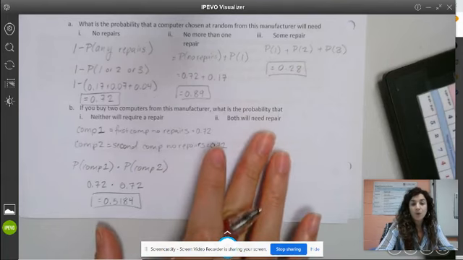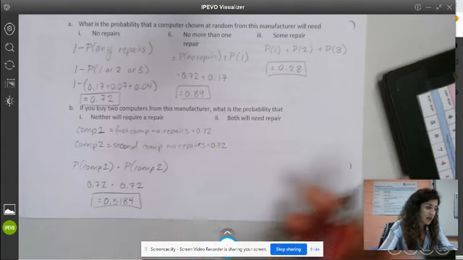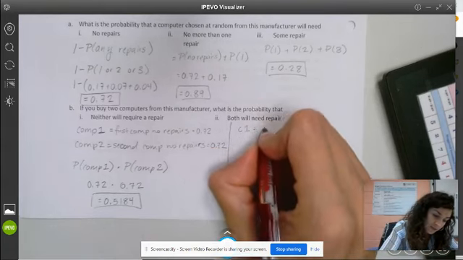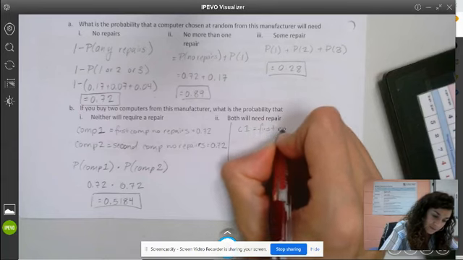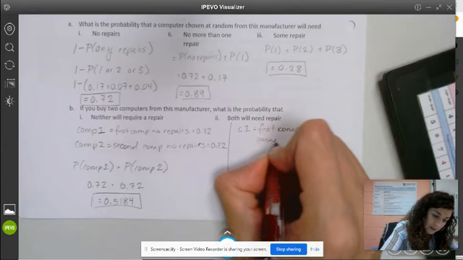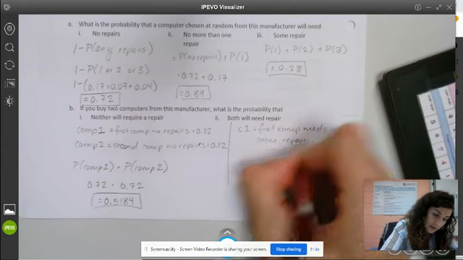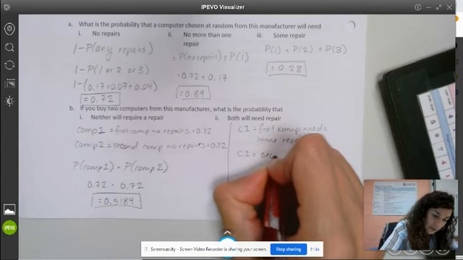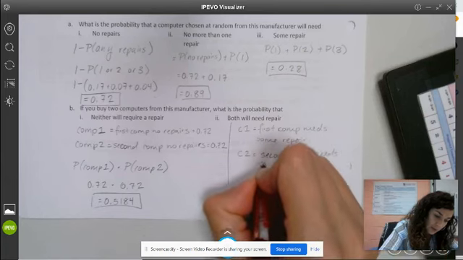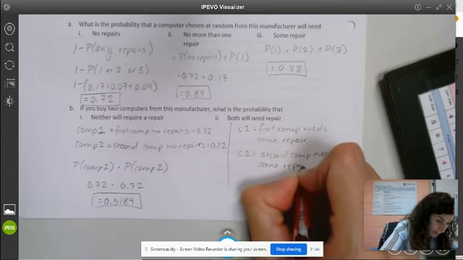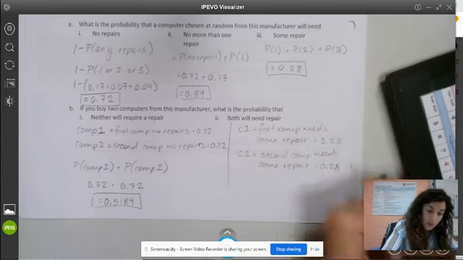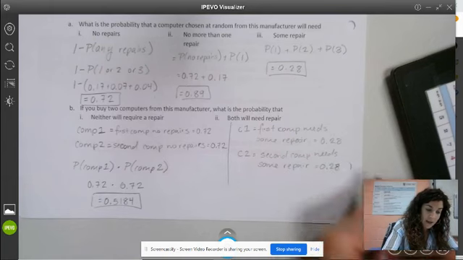What is the probability that both will need some repair? So we'll have C1 be the first computer, needs some repair. C2 will be the second computer, needs some repair. And we found that up above, and so hopefully you're seeing the pattern now, is that both of those will be 0.28.